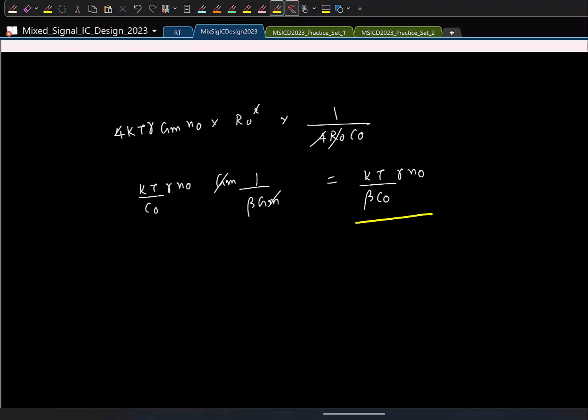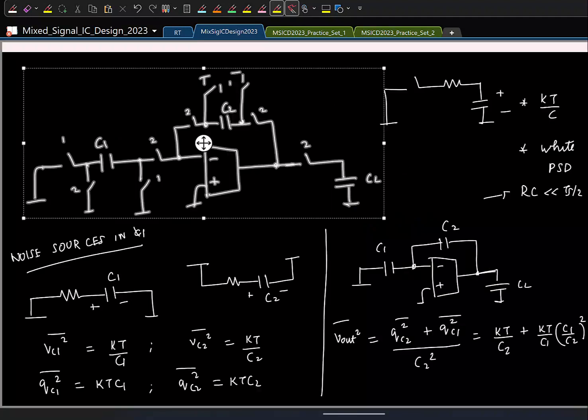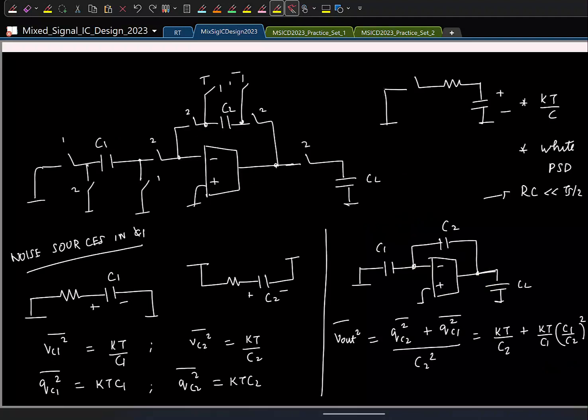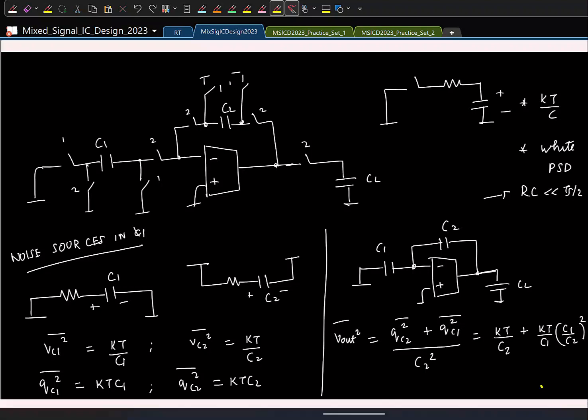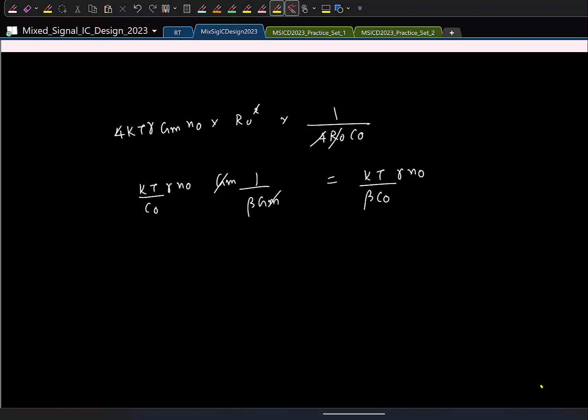Due to the noise sources in phase phi 2, we have computed the noise, and we already computed the noise due to the noise sources in phi 1. The sum of these two will be the total noise. This is how we'll have to do it. Great.